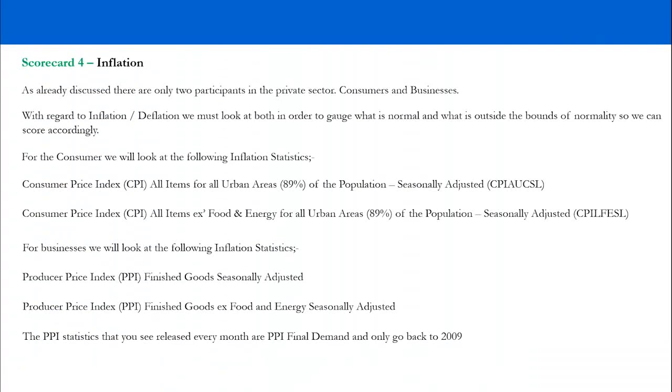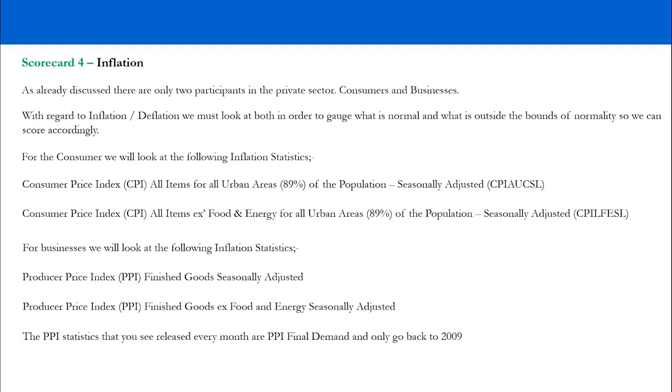Okay, so welcome back to the computer screen. Let's kick off and start with inflation. As we discussed earlier on in the video series, there's 2 participants to the private sector, consumers and businesses. And with regard to inflation and deflation itself, we need to actually look at both of them in order to gauge what's considered to be normal inflation or deflation and what is outside the bounds of normality. So what is abnormal? So we can actually scorecard accordingly.